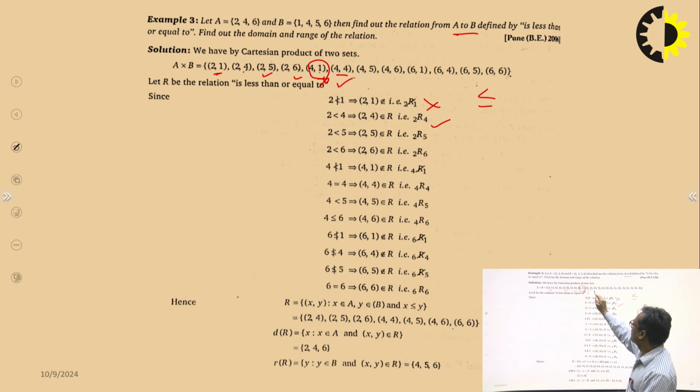4 4 is also okay because it is equal. 4 5 is okay, 4 6 is okay, 6 1 will not satisfy the relation, 6 4 will not satisfy, 6 5 not, and 6 6 is okay. So in this way you can create a relation having the elements which satisfy the given condition.